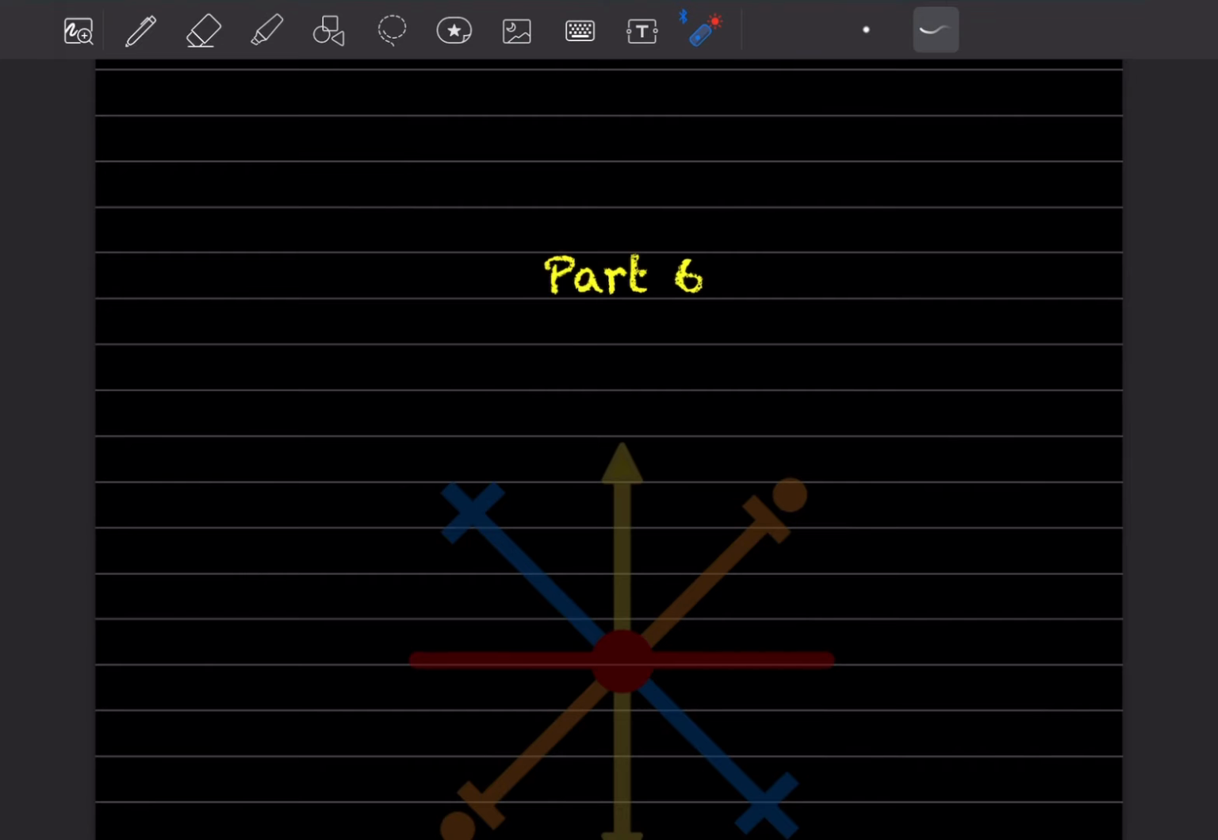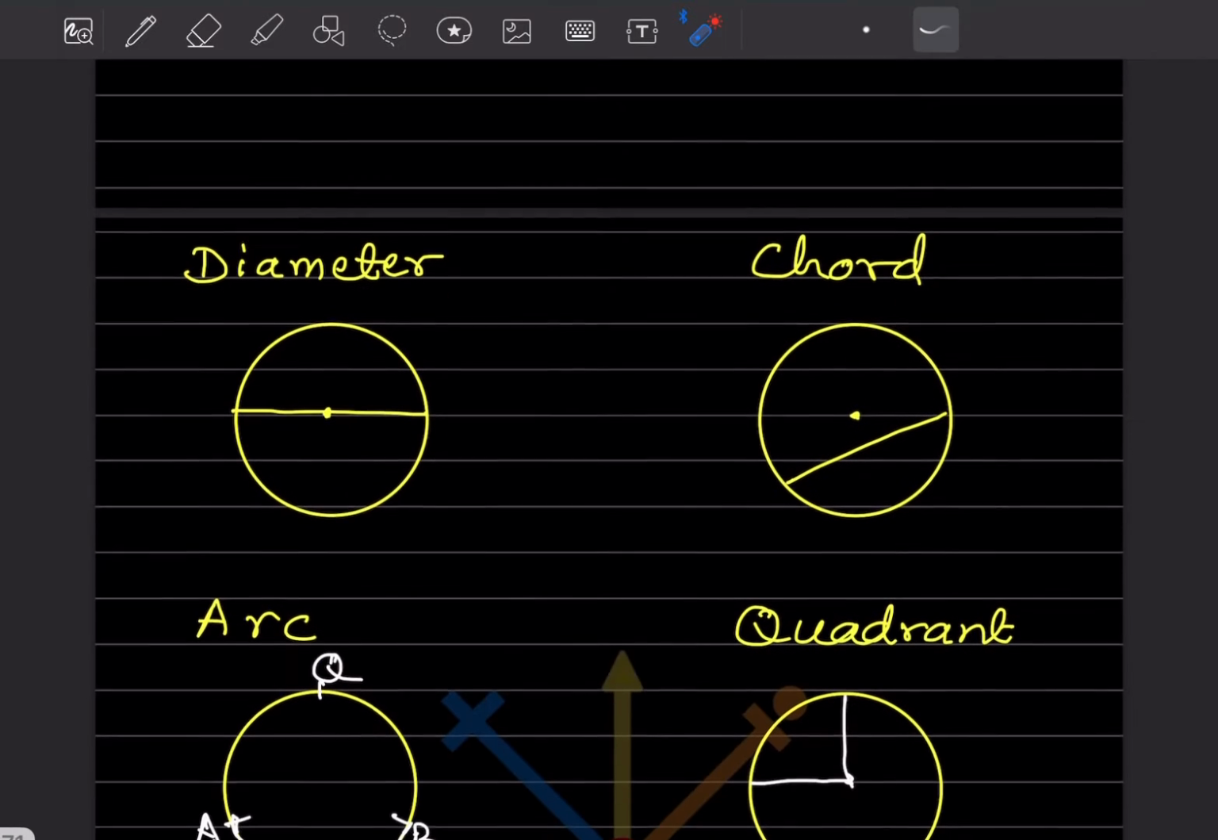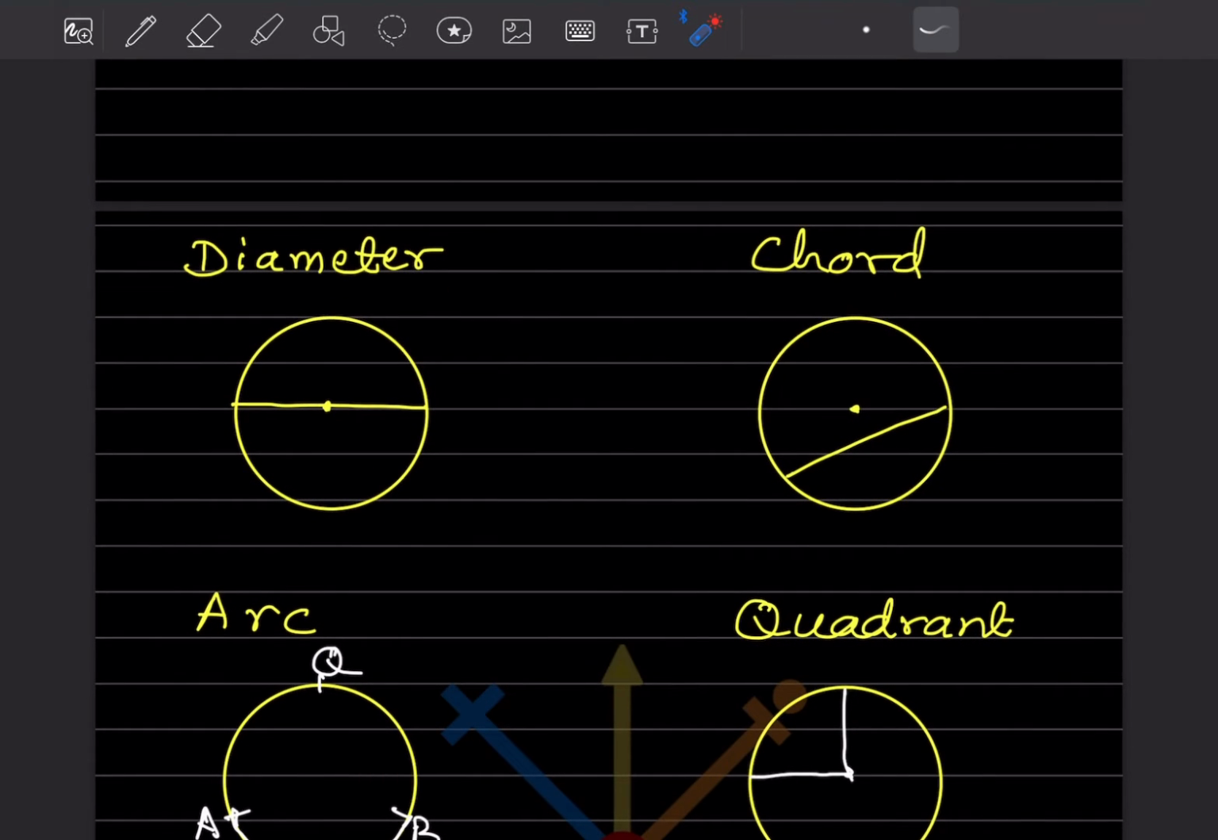So today we'll see part 6. We'll see exercise 14.3, which is a very small exercise. Before starting the exercise, let us see some of the things which are covered in that exercise.